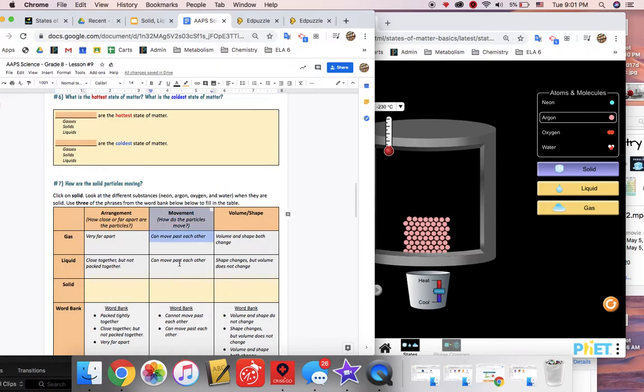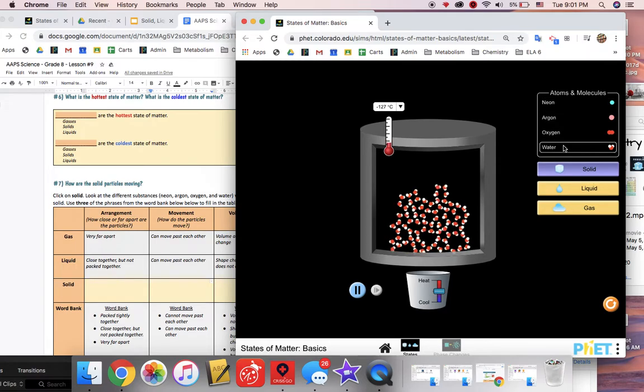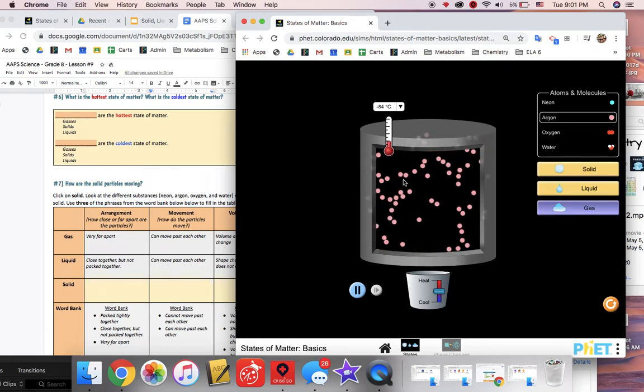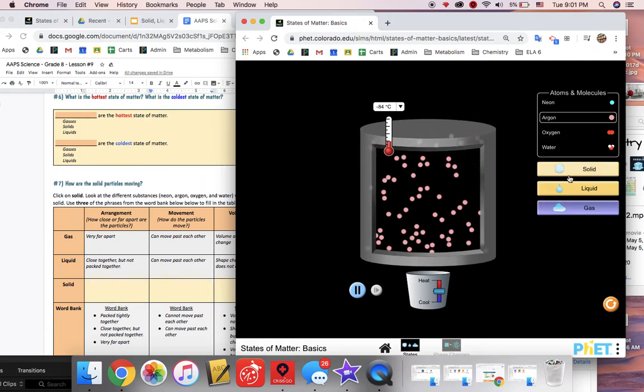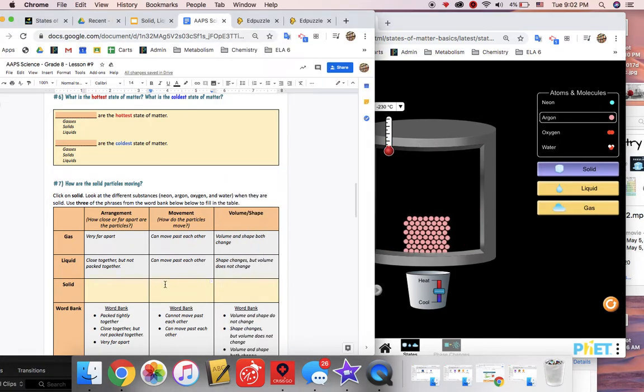Next, the movement. How do the particles move? Can they not move past each other, or can they move past each other? Well, I can see in all four substances, they can't really move past each other. They're vibrating, but they're not moving. Versus in a gas, they're moving past each other. But in a solid, they're stuck in place. So I would write they cannot move past each other.